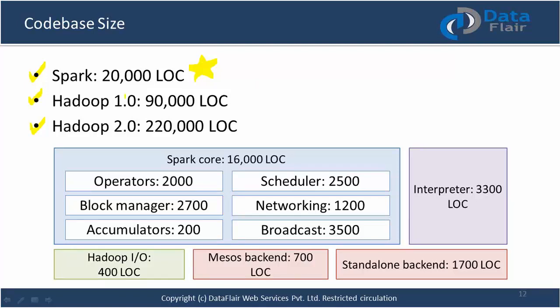Guys, if we drill down in a little more detail here, Spark core, that is the main execution engine of Spark, is developed in 16,000 lines of code. Operators 2,000 lines, block manager 2,700, accumulator 200, Hadoop IO 400 lines, Mesos 700 lines, and its own standalone backend, which means if you don't want to run on top of Hadoop, this standalone backend will come into the picture. That's developed in 1,700 lines of code.